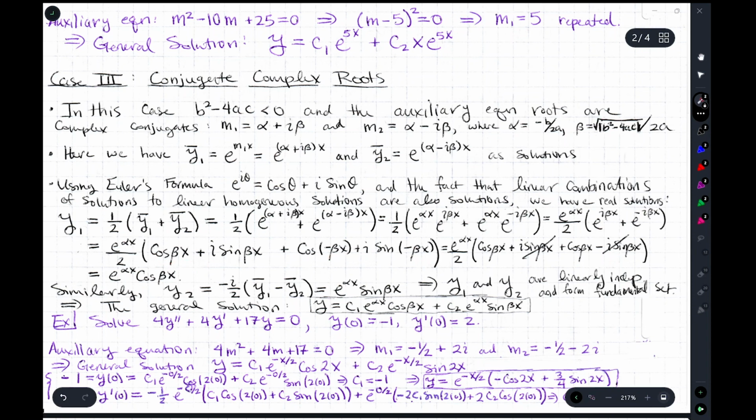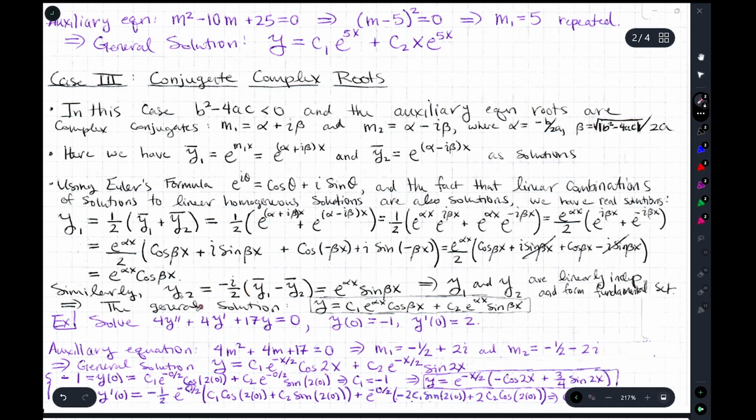Cosine is an even function, so these will add. But sine is an odd function, and so sine of negative beta x is equal to negative sine beta x, and so these will subtract, and you end up with this expression here. And because this was a sum of constant multiples of solutions we already found, 1/2 y1 bar plus 1/2 y2 bar, we know that it's also a solution from the theorem that we looked at when we looked at the general theory of linear equations.